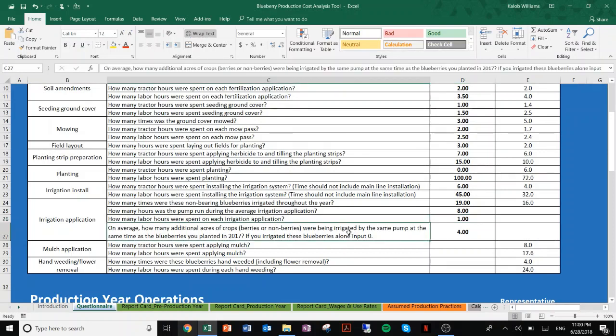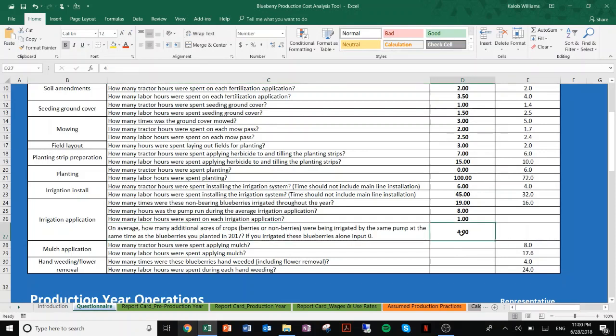The last question may require a little bit of explanation. It says, on average, how many additional acres of crops, berries or non-berries, were being irrigated by the same pump at the same time as the blueberries you planted in 2017? Now that's asking if your irrigation system was irrigating other things at the same time. That's because you want to know how to allocate the cost of running your pump and how to allocate the labor costs.